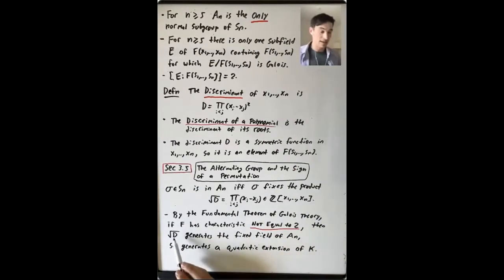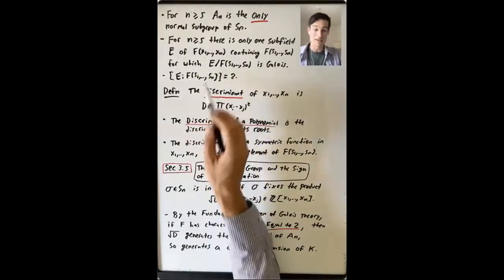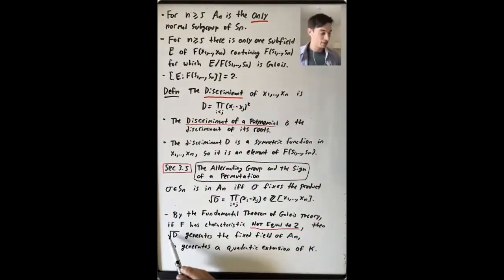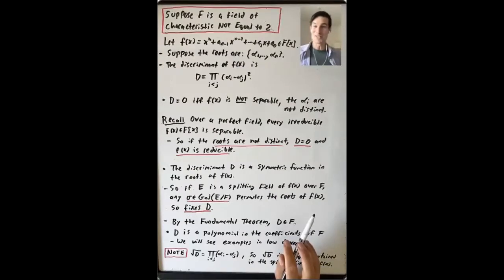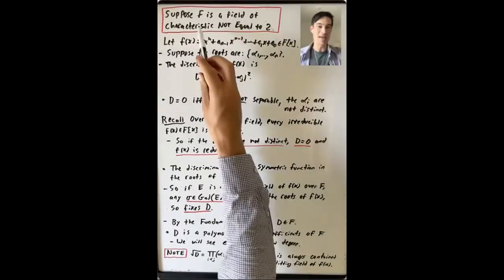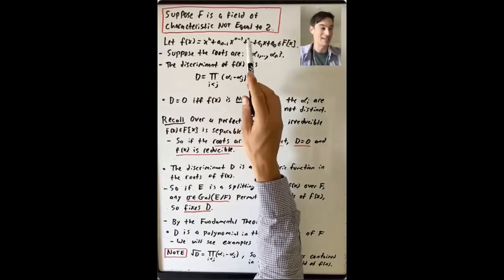When the characteristic is not 2, we can understand this degree 2 Galois extension in terms of square root of d. And in characteristic 2, we have to do something else that I'm not going to talk about here. Okay, so I'll pause and erase, and we'll see what we can do with this. Based on the discussion that we just had, I want to make the following assumption for the rest of this lecture, and probably also for the next one.